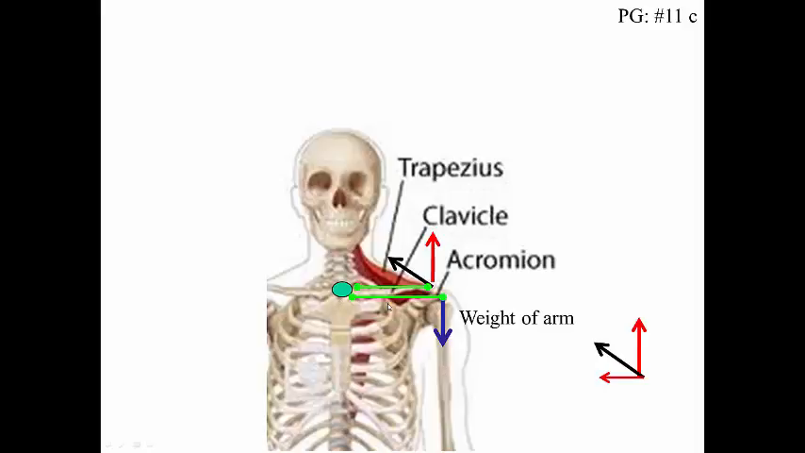So in this case, the weight of your arm is acting down and pulling you into depression or downward rotation of the scapula, and your trapezius is elevating the scapula or upward rotation. And just note that the trapezius acts at an angle, so you have to resolve the vectors into what's the vertical component that's contributing to the elevation and what's the horizontal component that's working as a stabilizer.